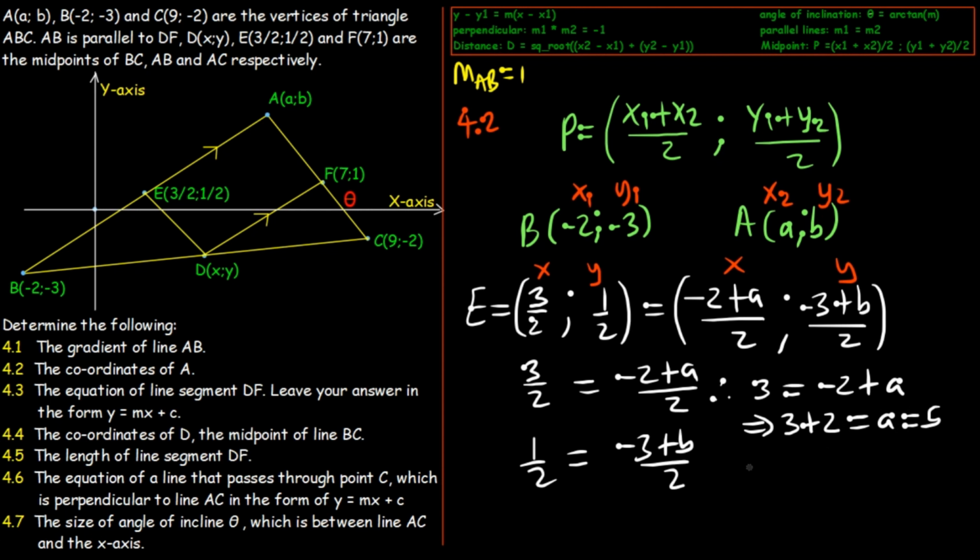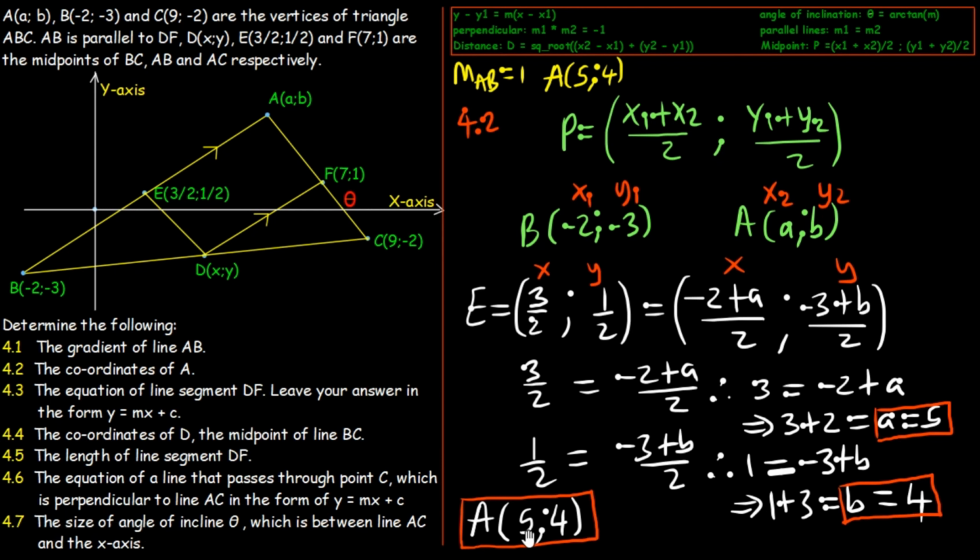How about our B? We use the same trick. The denominators are equal, which means the numerators are equal: 1 is equal to -3 plus B, which implies that B is 1 plus 3, which is equal to 4. So our coordinate A is 5 and 4.